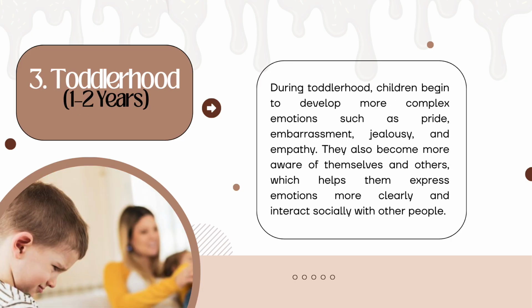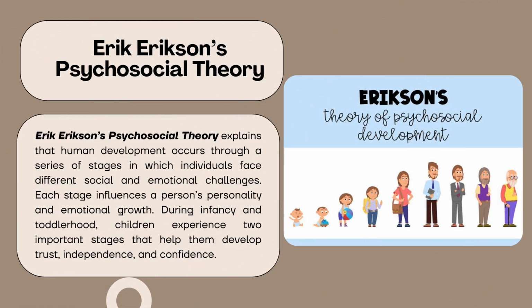Next is toddlerhood, 1 to 2 years old. During toddlerhood, children begin to develop more complex emotions such as pride, embarrassment, jealousy, and empathy. Earlier, in later infancy, the emotions the baby expressed were only basic ones like fear and anger. Here in toddlerhood, they can already express complex emotions such as pride, embarrassment, jealousy, and empathy. They also become more aware of themselves and others, which helps them express emotions more clearly and interact socially with other people.